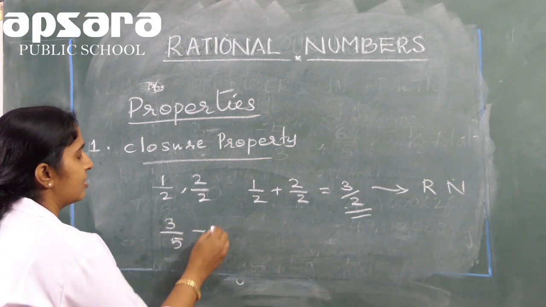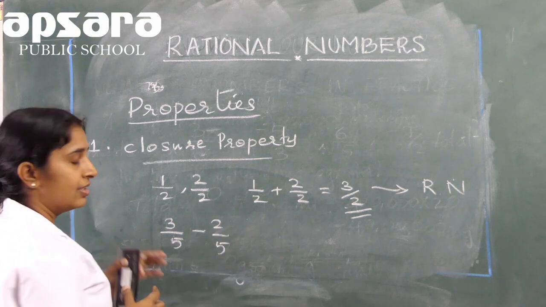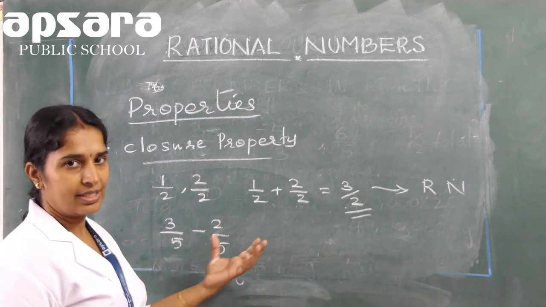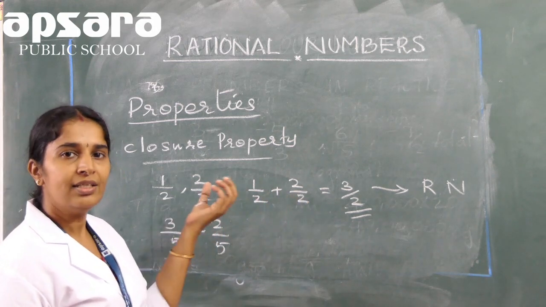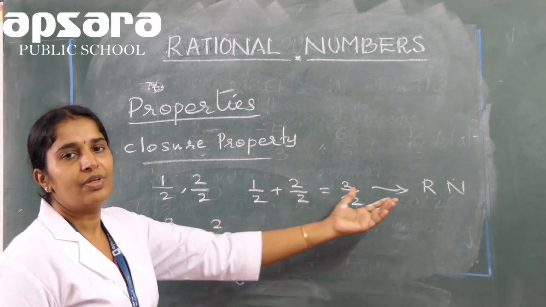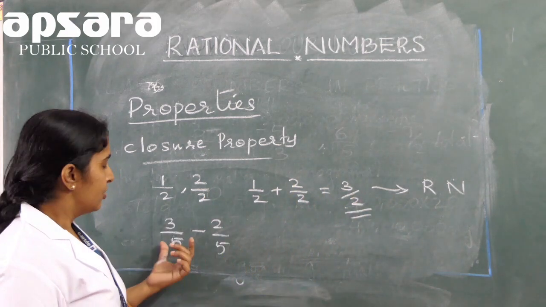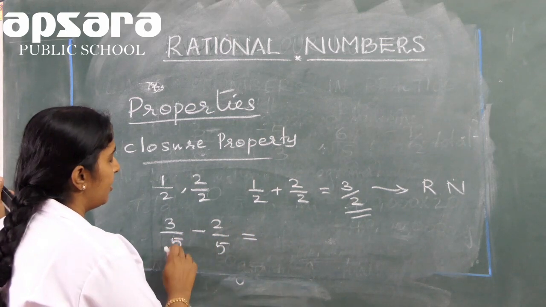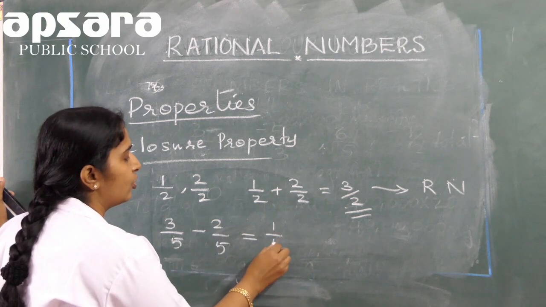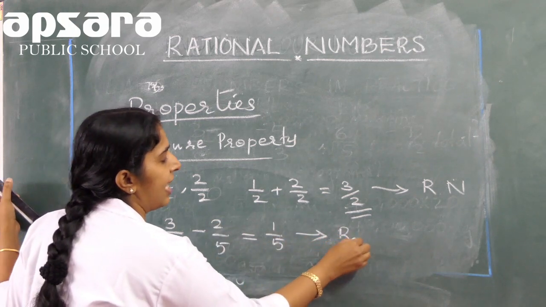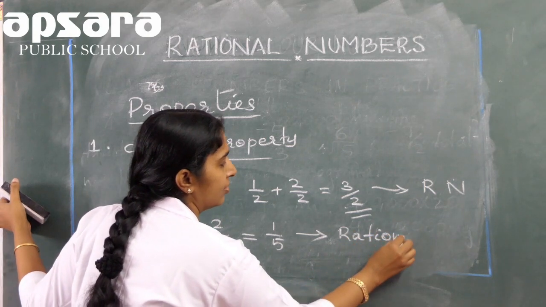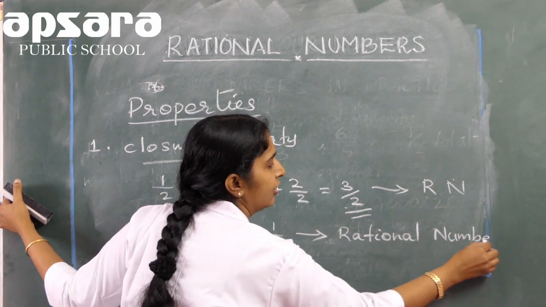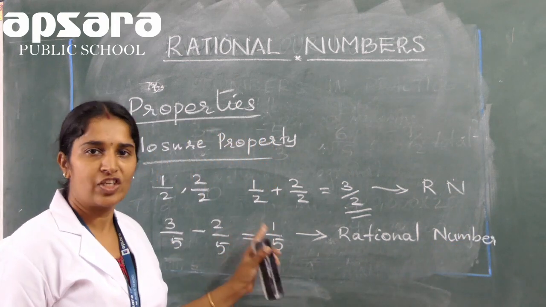3 by 5 minus 2 by 5. See, here we are considering only like fractions, so that subtraction will be easier. In addition also we have taken two like fractions, so that addition will be easy for you to calculate. Here also two fractions are taken where the denominators are same. 3 by 5 minus 2 by 5 is equal to 1 by 5. This is also a rational number. So when you have subtracted a rational number from another rational number, you got the answer as a rational number.